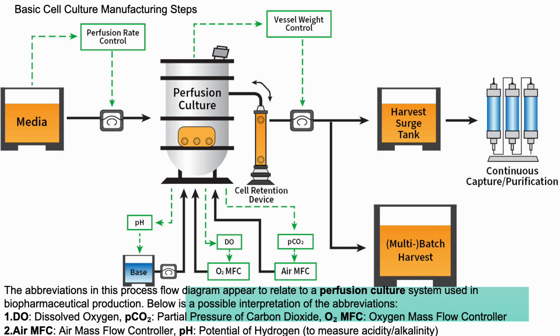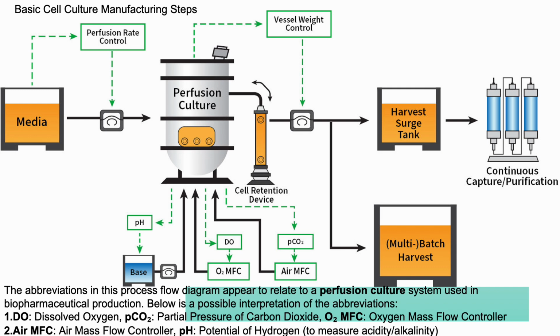The abbreviations in this process flow diagram appear to relate to a perfusion culture system used in pharmaceutical production. So these are the following interpretations of the abbreviations. DO is dissolved oxygen. You have PCO2, which is the partial pressure of carbon dioxide. You have O2 MFC, which is the oxygen mass flow controller. You have air MFC, which is the air mass flow controller. You have the pH, which is the potential of hydrogen to measure acidity and alkalinity.